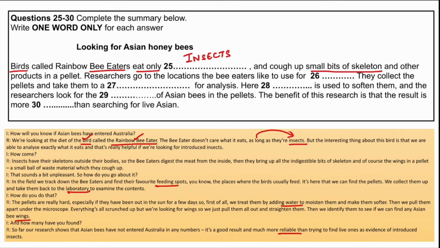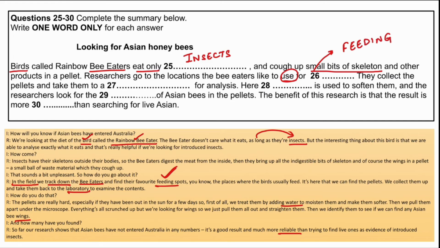Then for the next question, it was written in the question paper that researchers go to the locations the bee eaters like to use for dash. So you need to tell where researchers go to find the bee eaters. Here the researchers used the line, in the field we track down the bee eaters. That means they are going to the locations where the bee eaters are and find their favorite feeding spots. That means the spots which bee eaters use for feeding or eating, they actually go to those locations. So that means the answer is feeding.